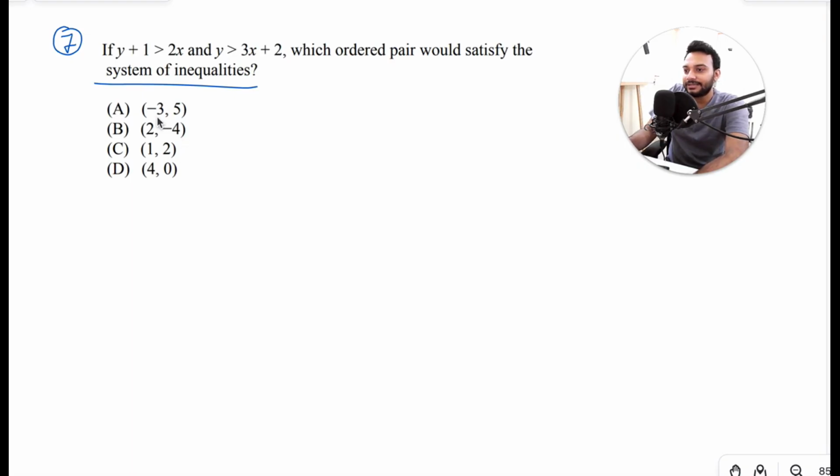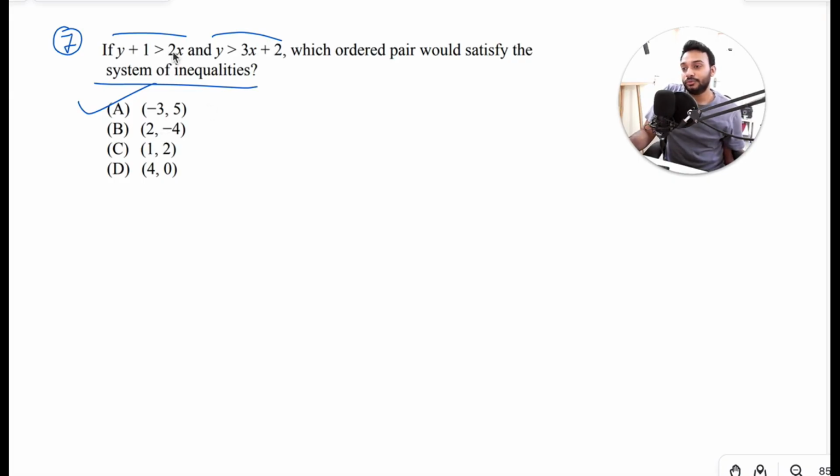Option A, put x as negative 3 and y as 5. First one is satisfied. And the second one, x is negative 3. That means negative 9 plus 2, negative 7. Y is 5. Yep, satisfied. Option A is the correct one. Let's check the other options just to be sure.